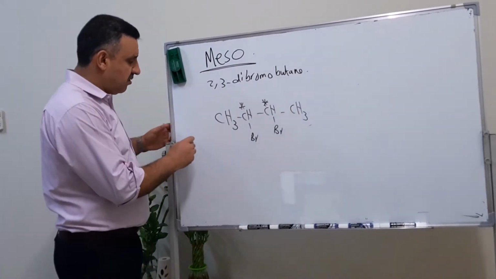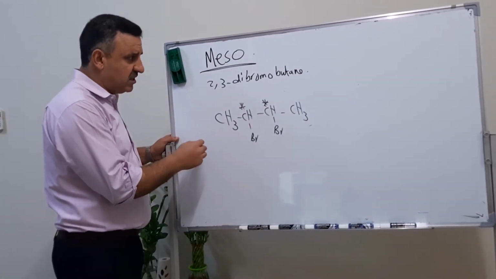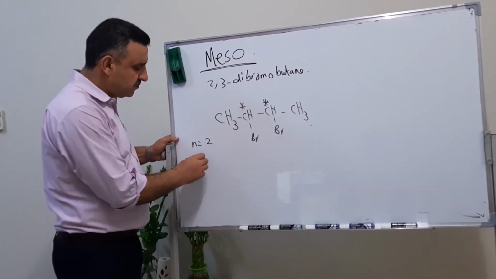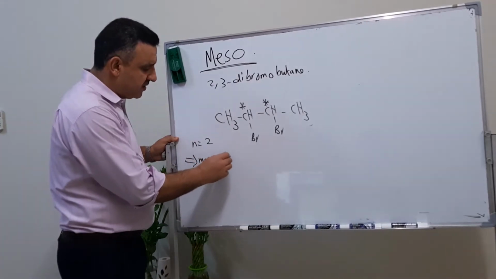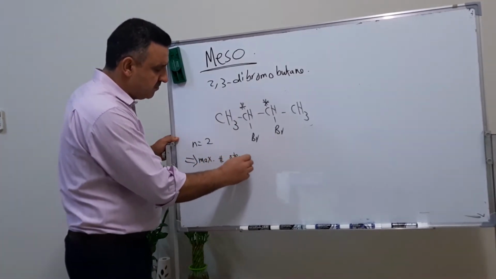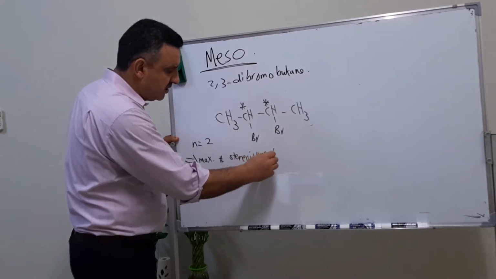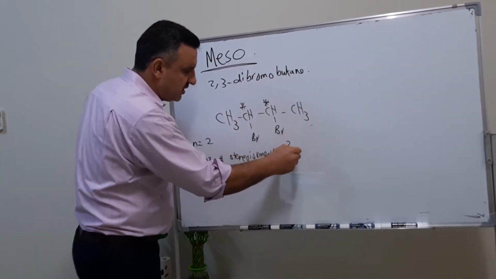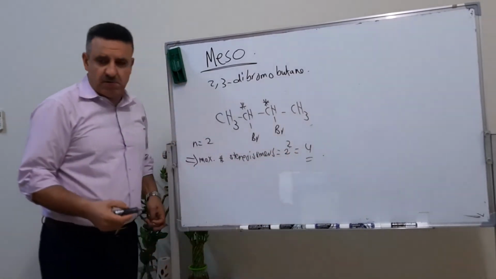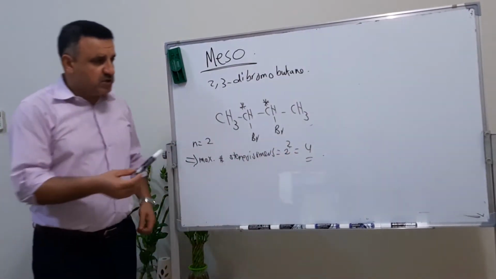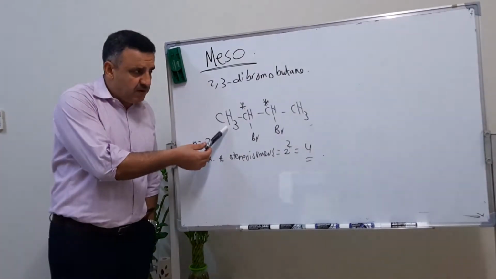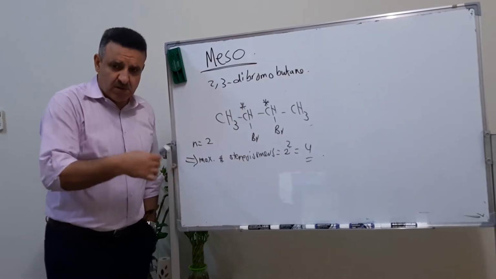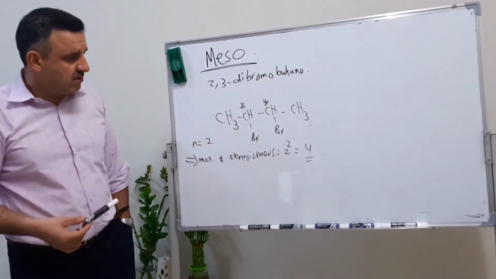So the total number of stereocenters we have in this compound is equal to 2. So the maximum number of stereoisomers for this compound supposed to be 2 to the power 2, which in this case equals 4. So what should we expect in this case? We should expect to see that we can draw a maximum of 4 stereoisomers of this compound. Could be 4, but could be also less.